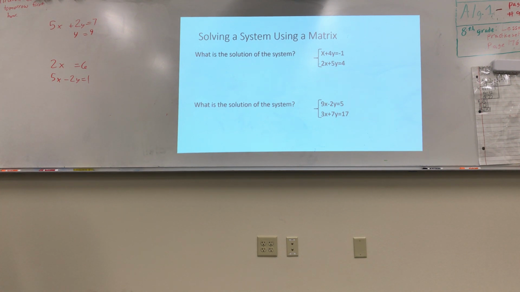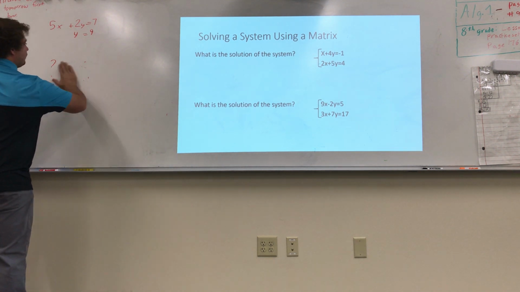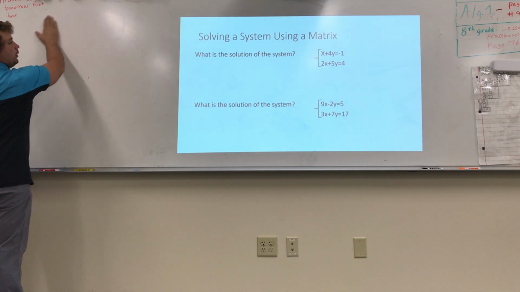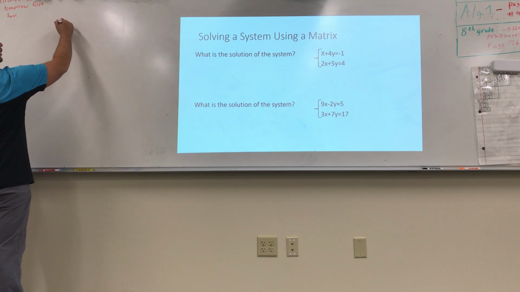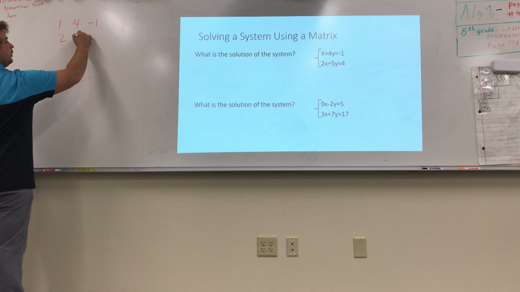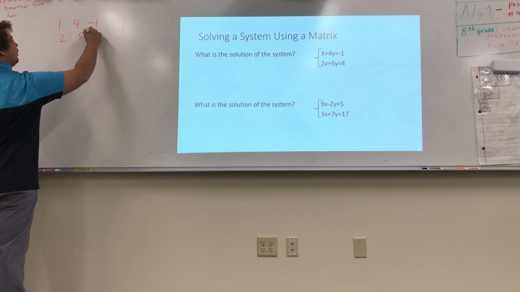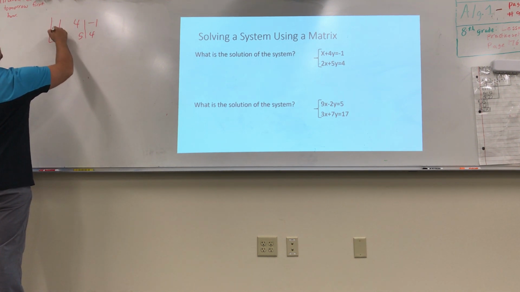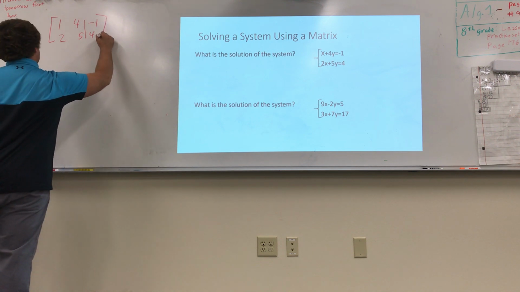Now this is where it starts becoming kind of what we did yesterday, only trying to make your life a little easier. First, you want to create a matrix based off of this first one. So, you have 1, you have 4, you have -1. You have 2, 5, 4. There is my matrix, right?